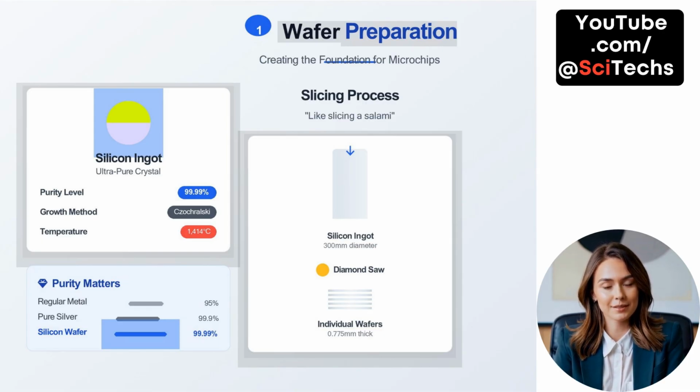Wafer preparation. The first physical step in semiconductor manufacturing is wafer preparation, which lays the foundation for all microchip structures. It begins with the formation of an ultra-pure silicon ingot. These ingots are grown using the Czochralski method, a process involving molten silicon and precise crystal pulling at extremely high temperatures, around 1,414 degrees Celsius.